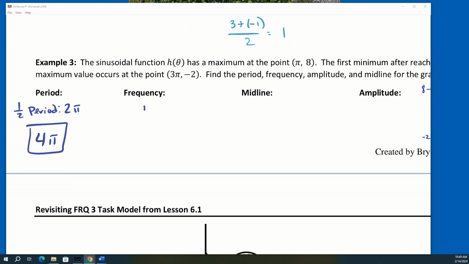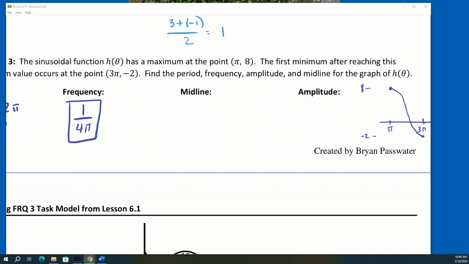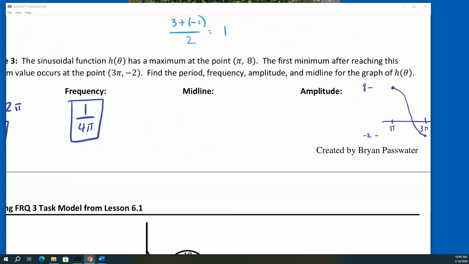All right, and then the frequency is going to be the reciprocal. And then for one like this, that might be a really good time for you to just use the formula to find the midline. So we just take the y coordinates of the max and the min, add them together, and divide by 2. So you're finding the average of them. So that's going to be 6 divided by 2, or 3. Y equals 3 is your midline.